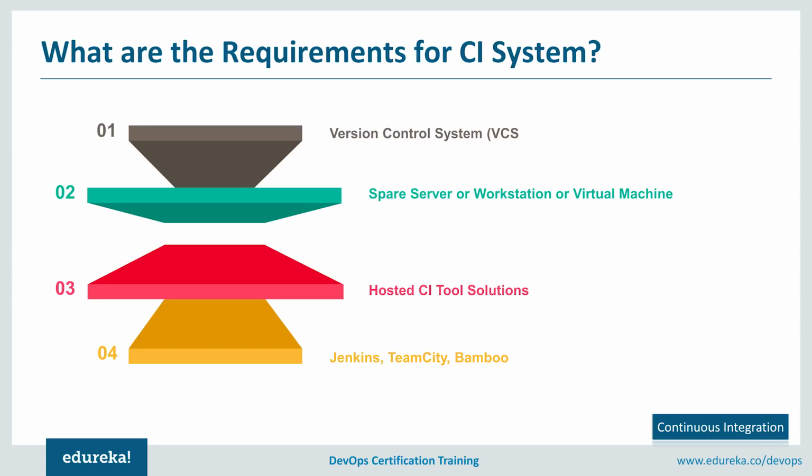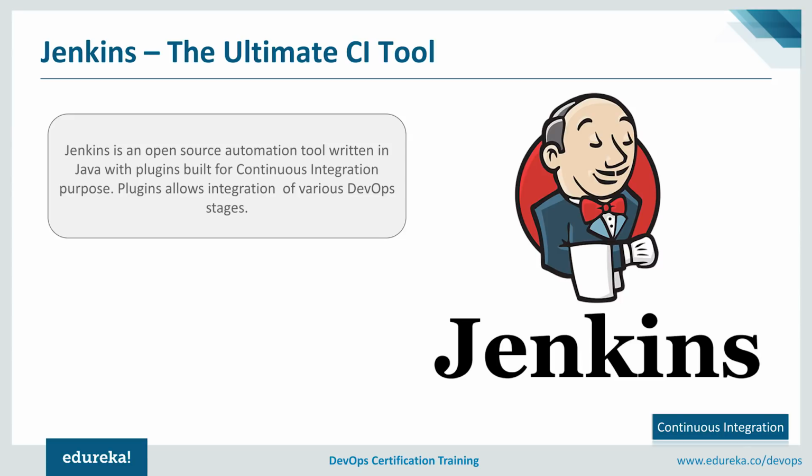Now, as I was telling you in the last point, there are many continuous integration tools like Jenkins, TeamCity, Bamboo, etc. But out of these, in today's market, the ultimate tool for continuous integration is none other than Jenkins. So let me brief you a little bit about Jenkins. And if you want to deep dive into Jenkins, then you can refer to our What is Jenkins video, which I'll leave in the description box below. Now, let's look into what Jenkins is. Well, Jenkins is an open source automation tool written in Java with plugins built for continuous integration.